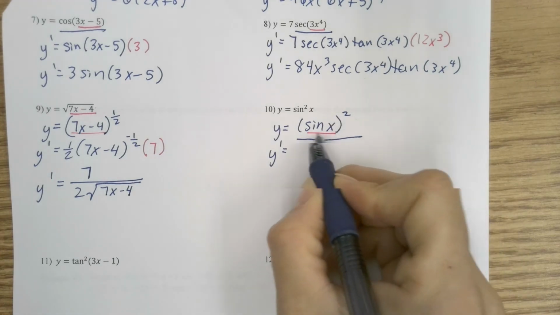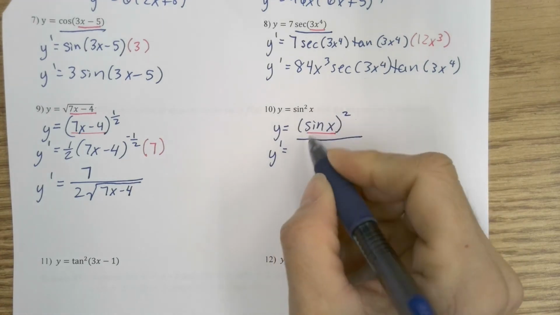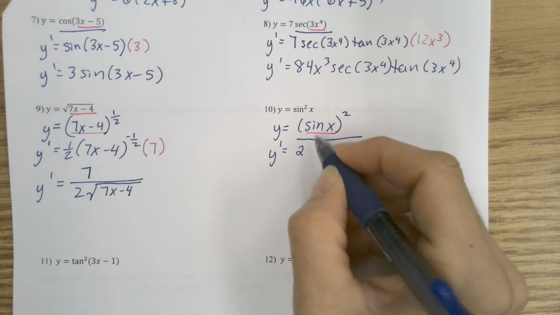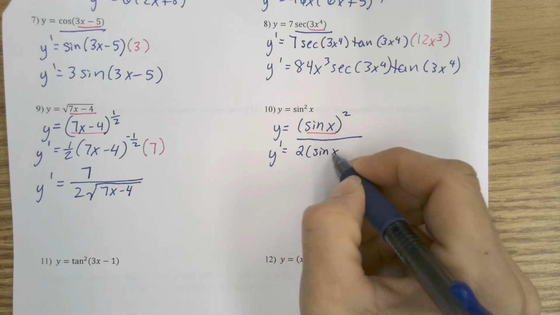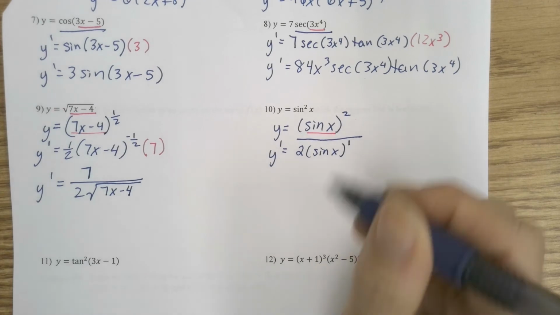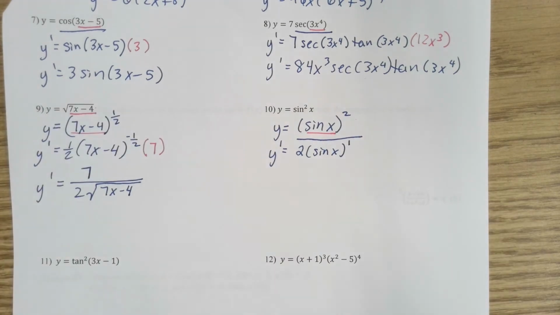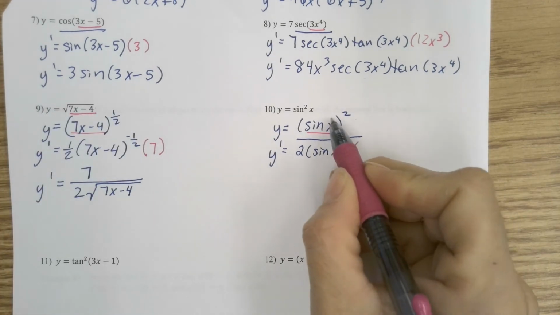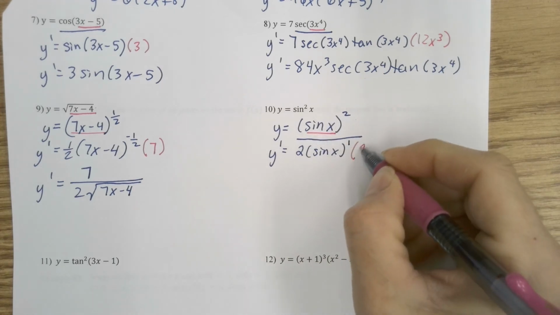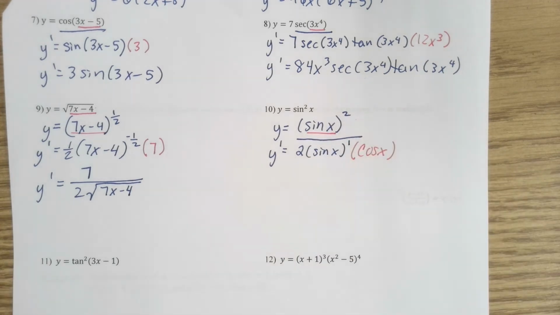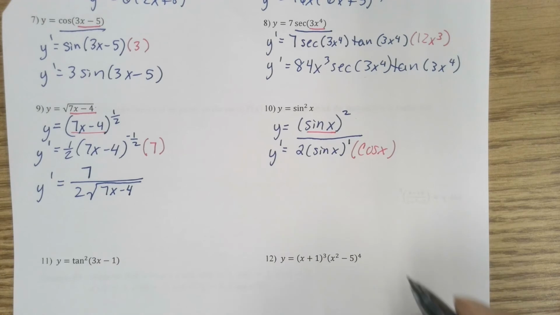So I start with the derivative of the outer function, which means my 2 comes out to the front. The inner part stays the same. My power drops down to a 1. Then we multiply by the derivative of sine, which is cosine. And I am absolutely okay with what you have here for a final answer.